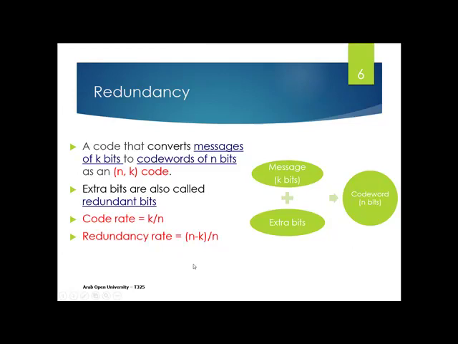The redundancy rate is the ratio of the additional bits over the total number of bits in the code word. So if I had k bits and I get n bits, the number of bits that I added is n minus k, and thus the redundancy rate is n minus k over n, which is the total number.